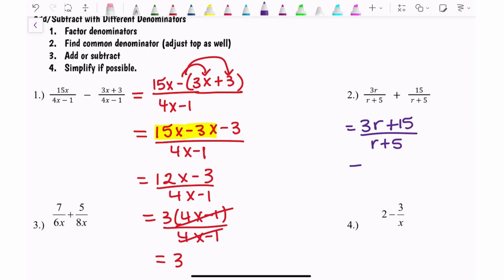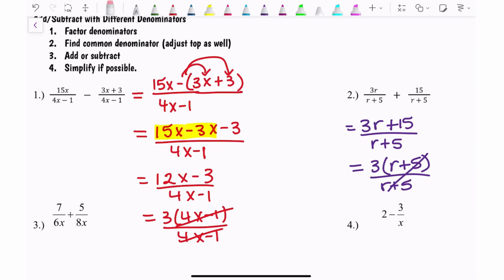So now I'm going to see if I can take out a GCF. On the top, both terms are divisible by 3. So I'll factor out a 3. That will leave me with r plus 5. And this one also cancels. Now, I don't want you to think that they're always going to do this, because they're not always going to do anything. Every situation is unique.